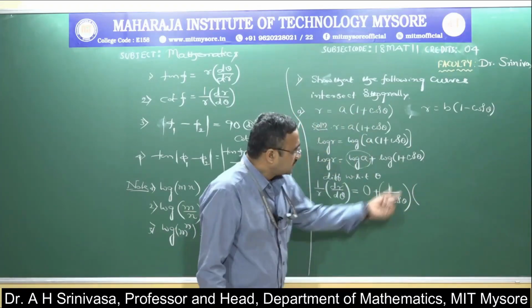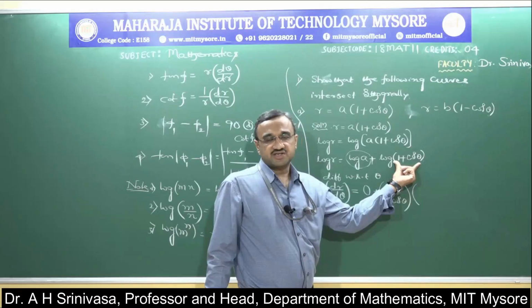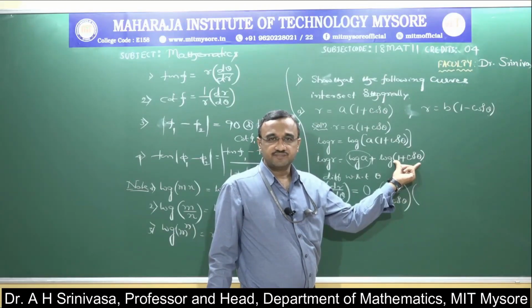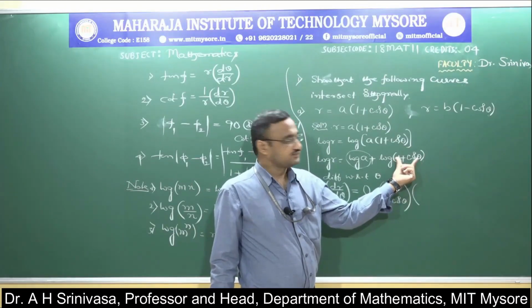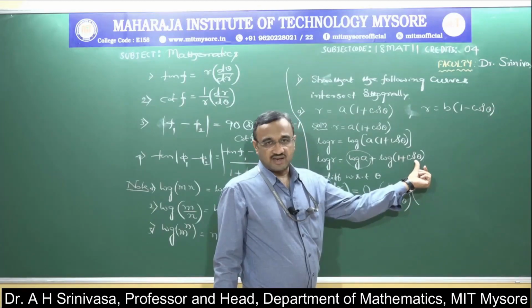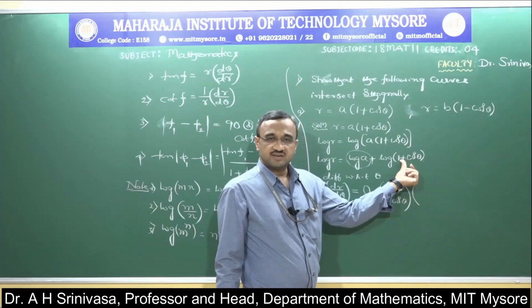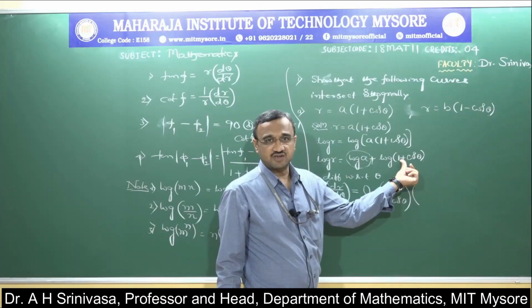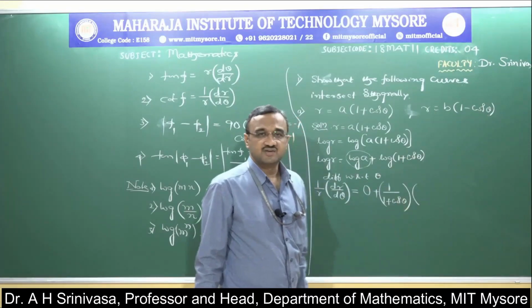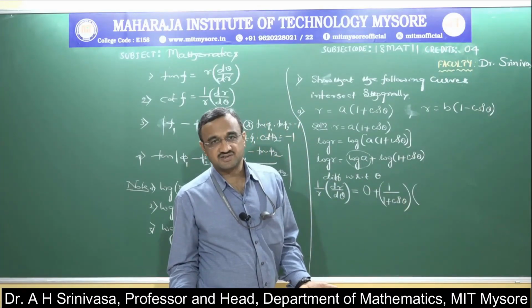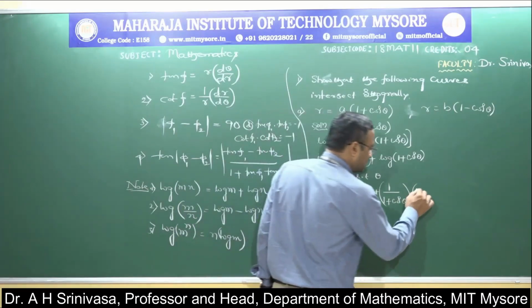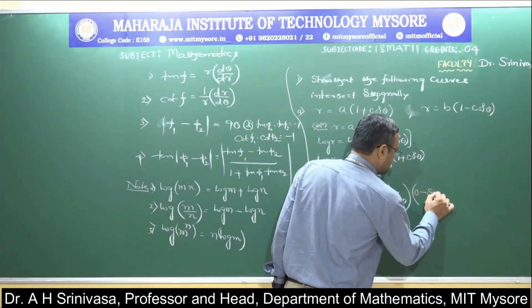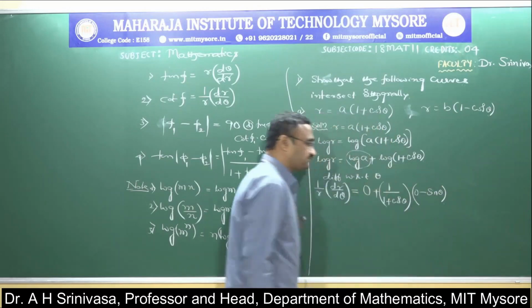into the differentiation of the angle inside. 1 plus cos theta is the angle. The differentiation of 1 becomes 0, a constant function, and the differentiation of cos theta is minus sin theta with respect to theta. So it is 0 minus sin theta. You have to remember this now.